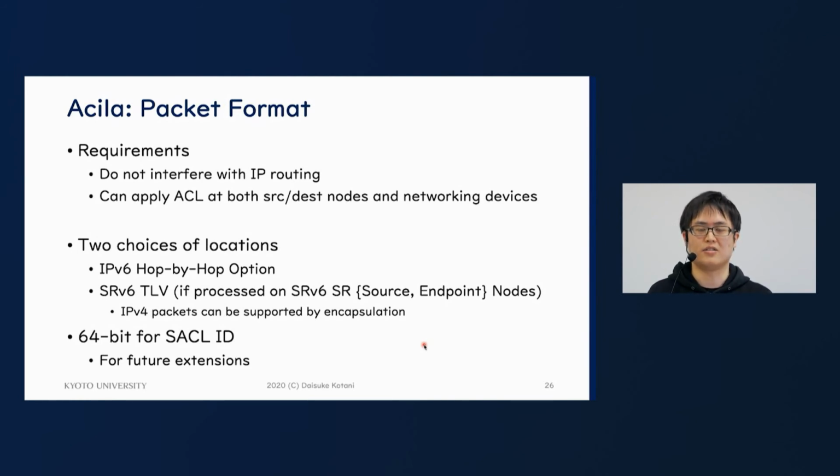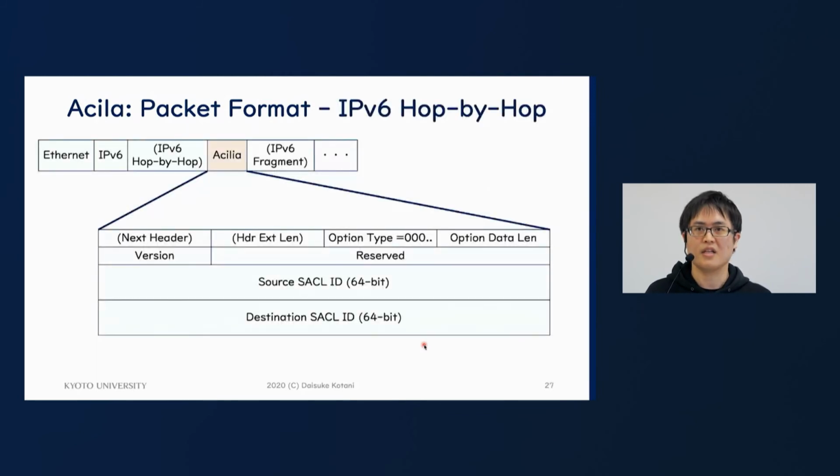So there are two choices of locations. For an environment with only IPv6, we can use a hop-by-hop option. We can add this option. If we also need to consider IPv4 packets, we can use SRv6. SRv6 has a TLV field, and we can insert this information there. I will go into more details in the following slides. And SACL IDs are currently 64-bit. I understand this is quite lengthy, but we are also considering possibilities for future extensions.